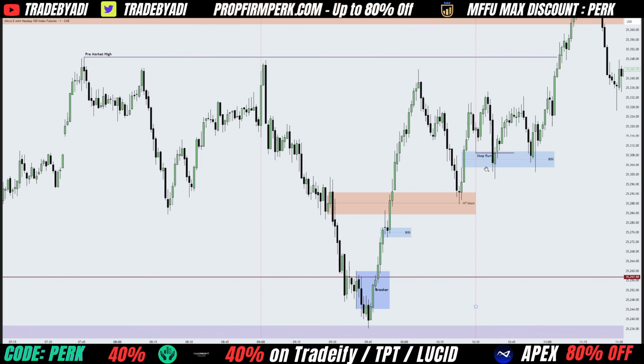Whenever you are going to see any kind of retracement, I would like to see it after the 10:30, because 9:30 to 10:30 is the 1 hour candle. The 10:30 to 11:30 is another 1 hour candle. So basically a 2 hour AM session.